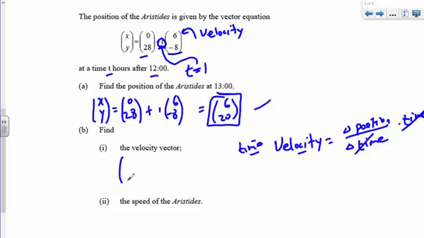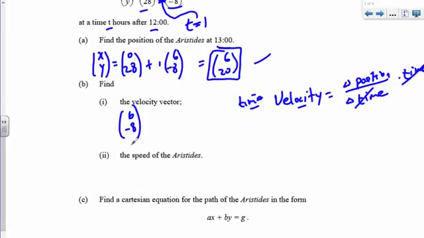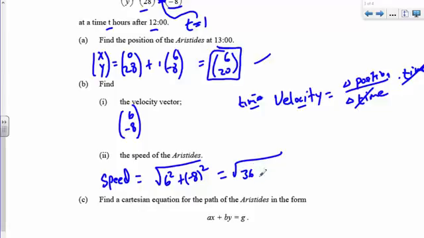So the velocity vector is simply written in this equation as 6 and -8. That is the velocity vector, okay? The speed of the Aristides is the magnitude of this velocity vector. So the speed is simply the magnitude of that vector, which is the square root of 6 squared plus -8 squared. So this is the square root of 36 and 64, which is the square root of 100. So we're going to say this guy is going 10 kilometers per hour, because the square root of 100 is 10. That's pretty much this answer.